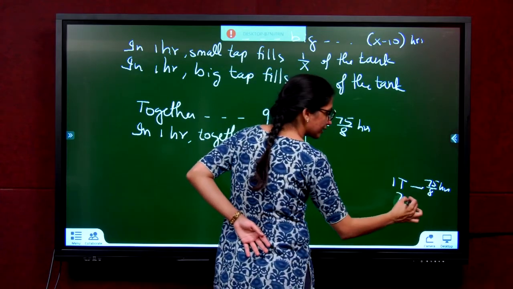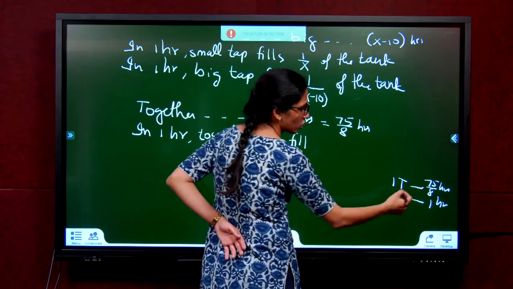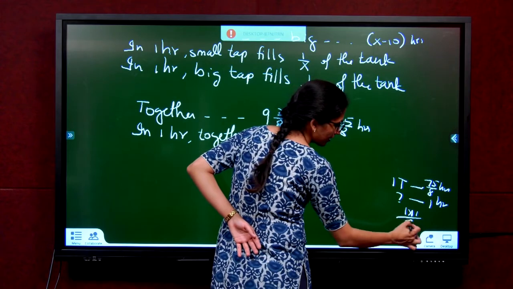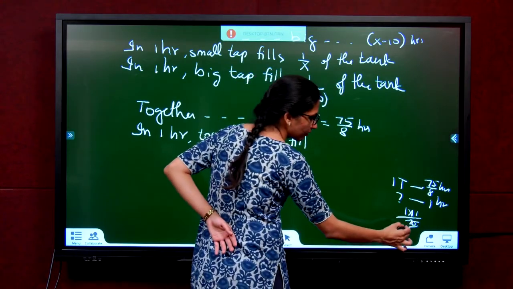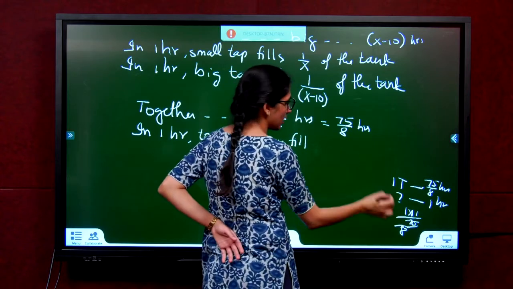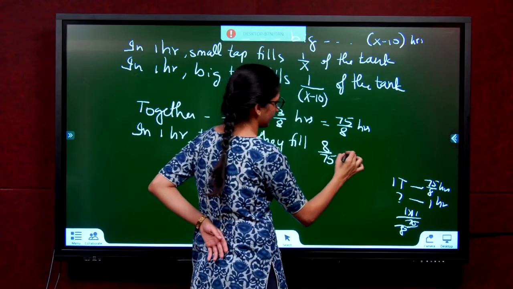So how much tank can they fill in 1 hour? I want to know that. So 1 divided by 75 by 8. So what happens here? 8 comes on top, so 8 by 75. So 8 by 75 of the tank.